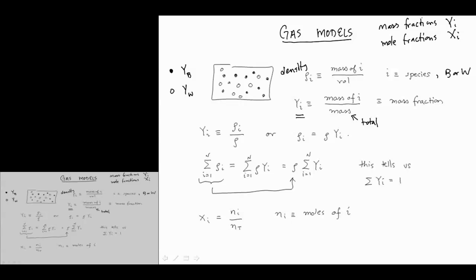And again, an obvious result of this is that if we sum rho sub i, the sum of the individual densities written in terms of the mass fractions, we get that the total density rho is equal to rho times the sum of Y sub i, which just tells us that the sum of the mass fractions is equal to 1, which again is sort of an obvious issue.